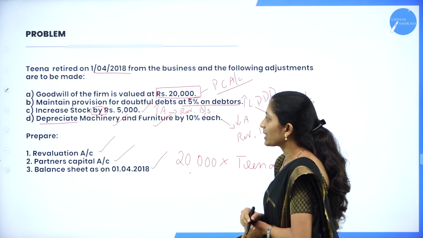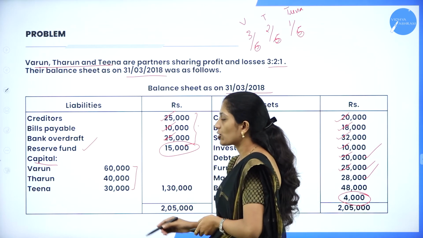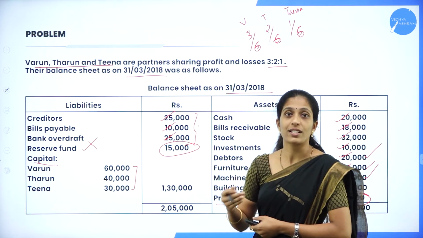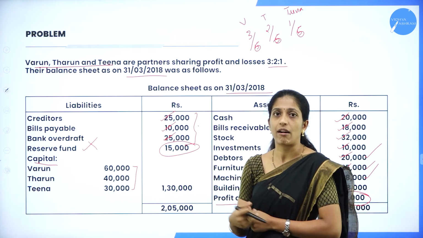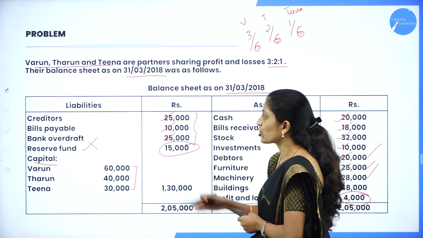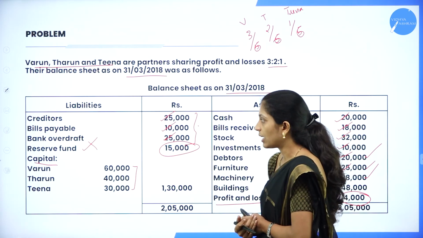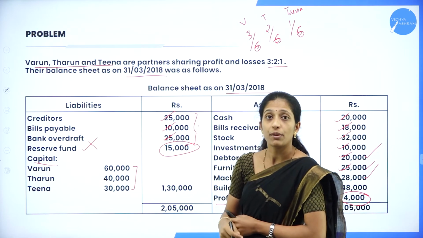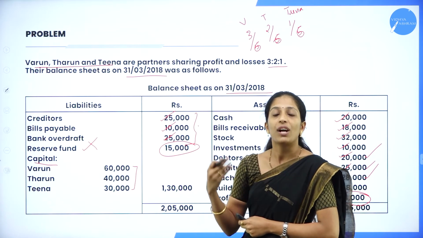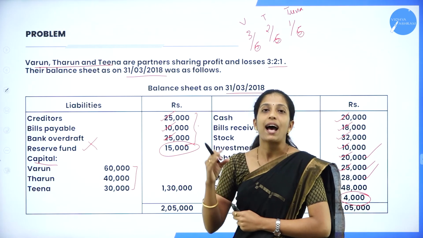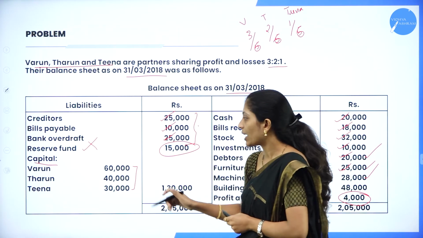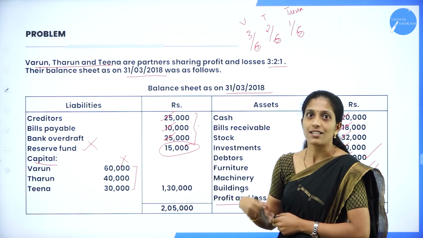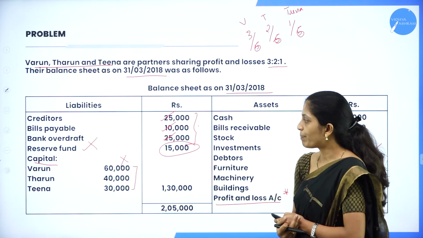Next item in the liability side is reserve fund. So we are not going to record reserve fund in the balance sheet because we had already recorded it in the partners' capital account and we have distributed. So no need to take the reserve fund. Next we have capital. So we are not going to take this capital because in partners' capital account we had already recorded it, as by balance brought down. So we are not going to take this capital in the old balance sheet. That is on the date of retirement of a partner.